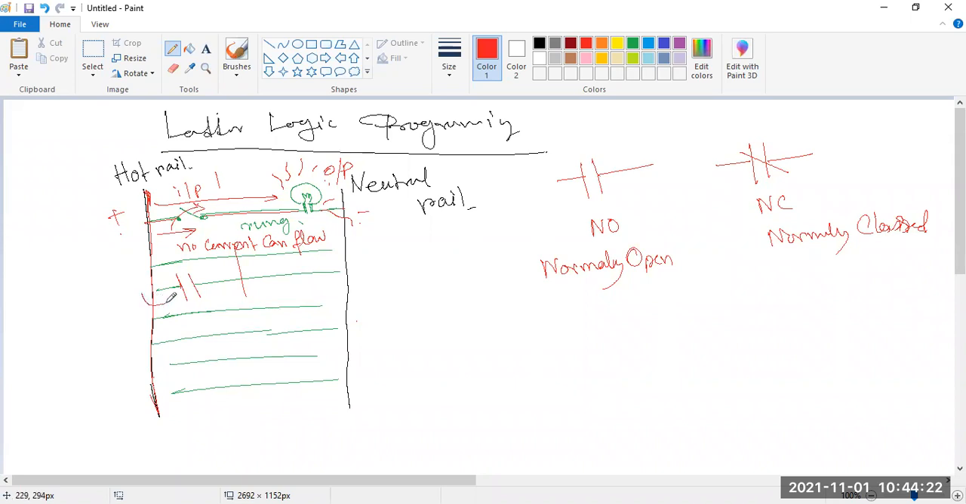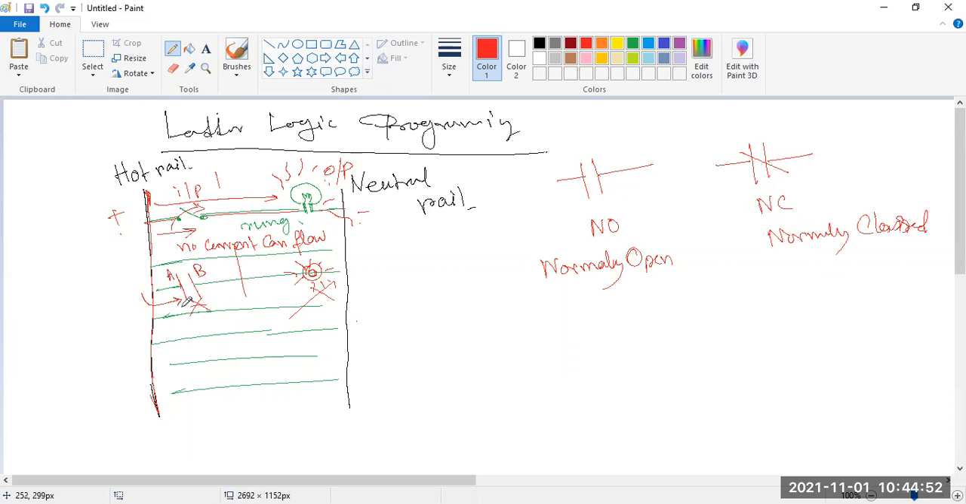Current is coming from this hot rail, but here this is plate A, this is terminal B. From A to B there is a gap, so no current can flow from A to B. If I put some bulb, or in PLC we will say an indicator, then the bulb will not glow because no current is going to flow.